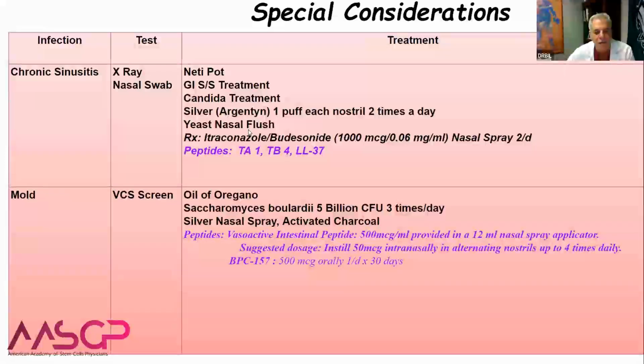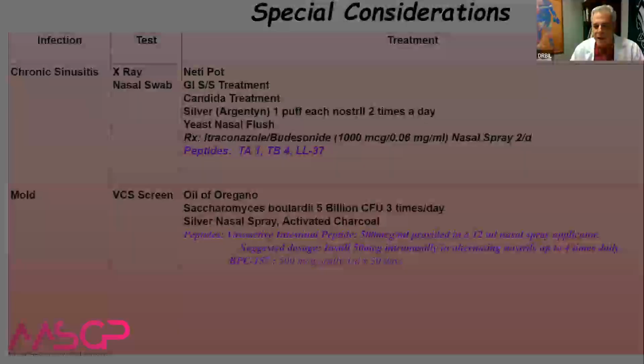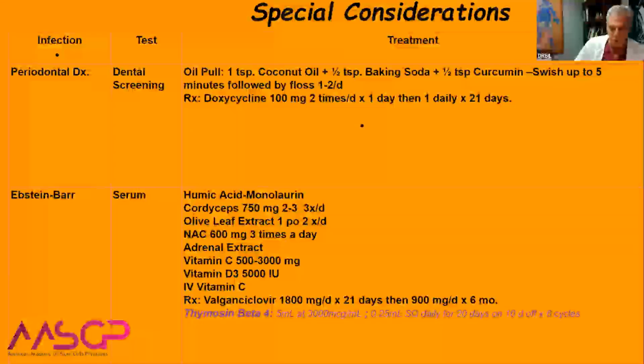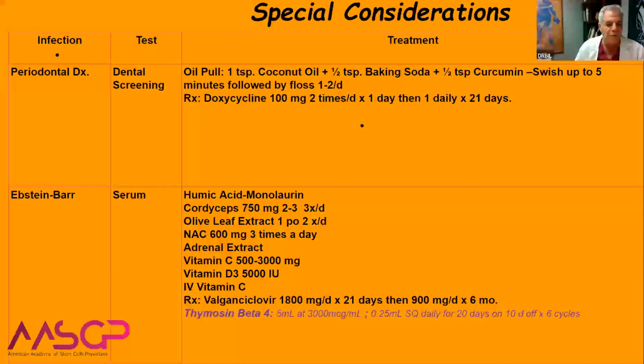Chronic sinusitis. Again, look for yeast there. We make this itraconazole steroid nose spray. We use thymosin alpha-1, thymosin beta-4 peptides for mold. We'll use Sporanox now, 100 milligrams twice a day for up to 6 months, which is way longer than the books tell us to. But sometimes you need to do that to keep it away. Saccharomyces boulardii, caprylic acid is a good supplement or herbal anti-inflammatory or antifungal.